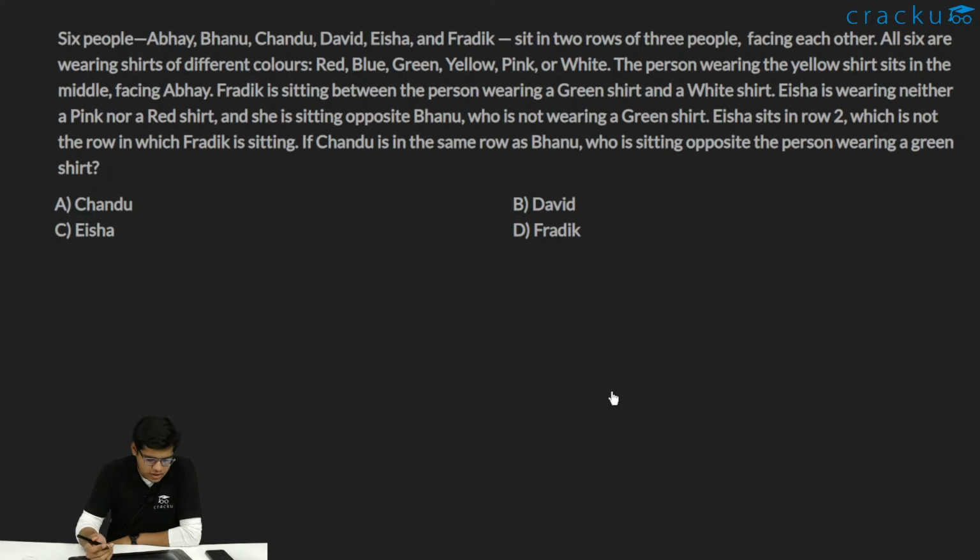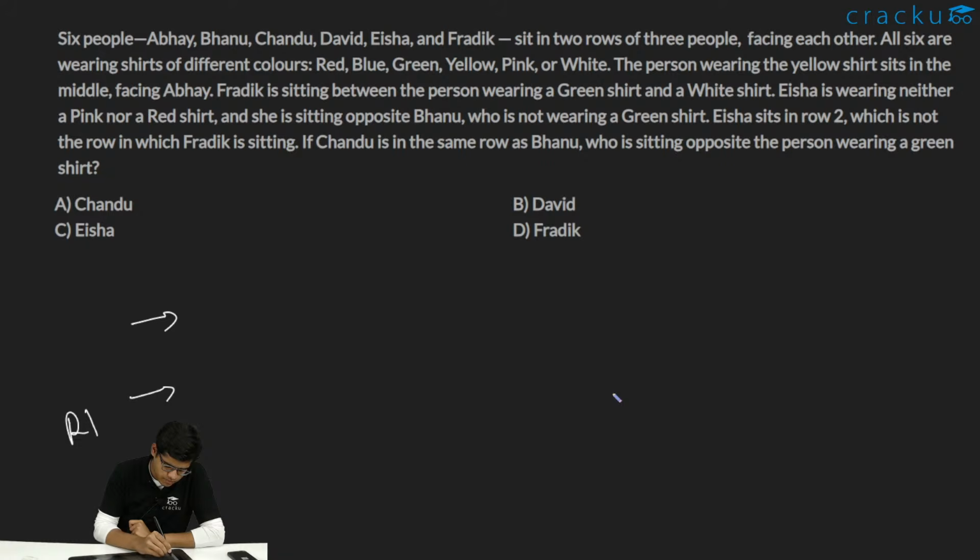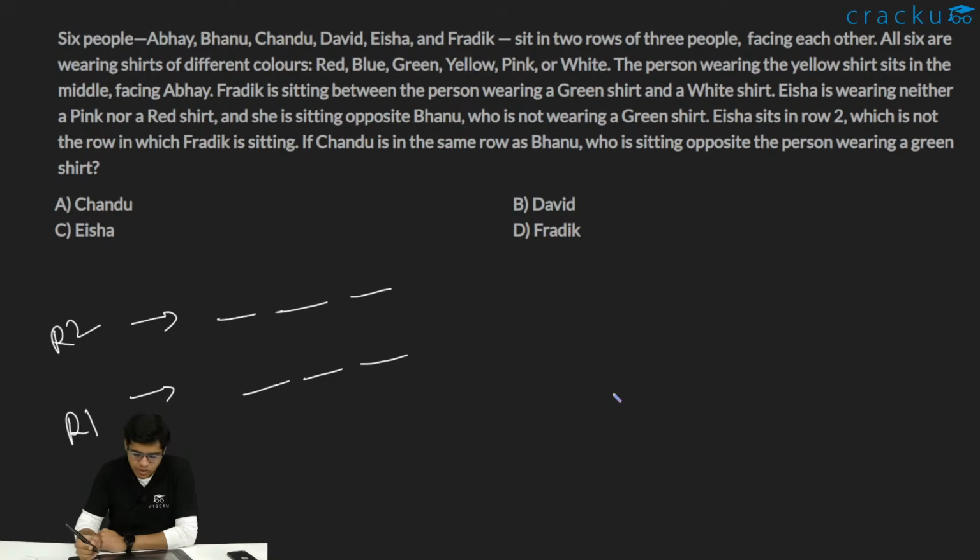Okay, so let's read this question. So 6 people, A, B, C, D, E, F. So they sit in 2 rows of 3 people. Means the arrangement is something like this. So here is row 1, here is row 2. Okay, so 2 rows of 3 people. All 6 are wearing shirts of different colors.